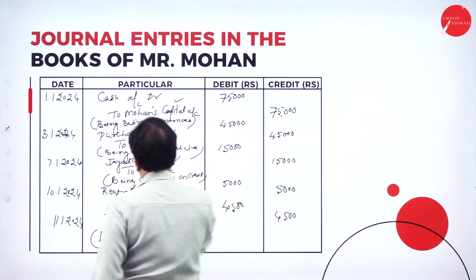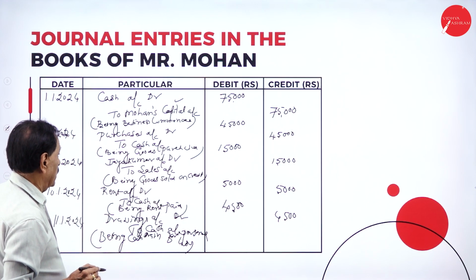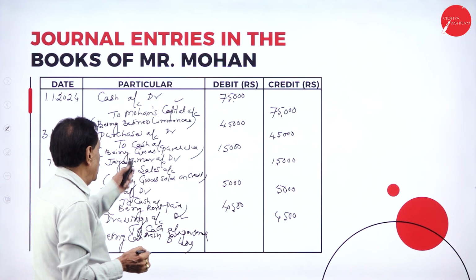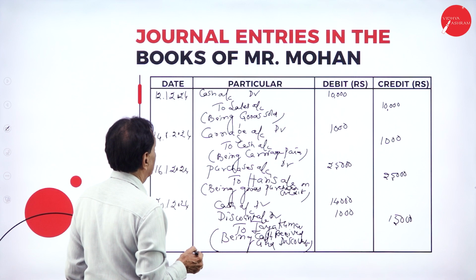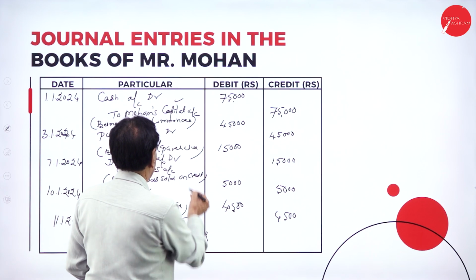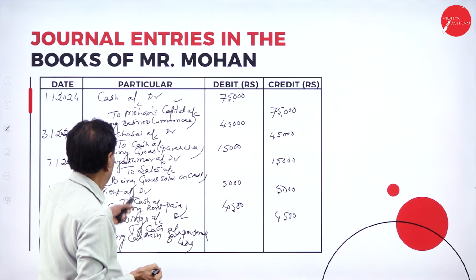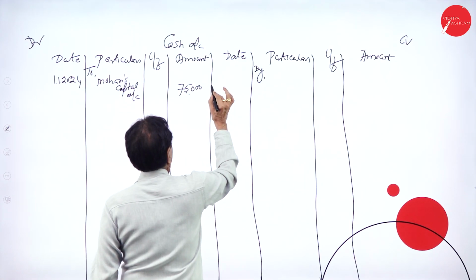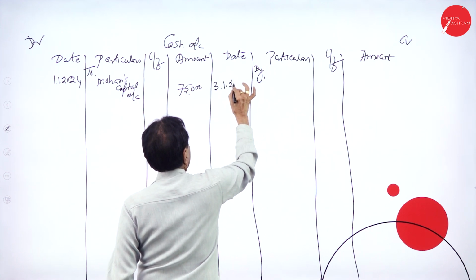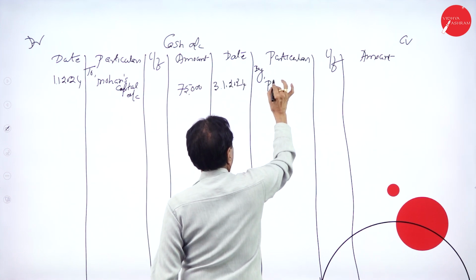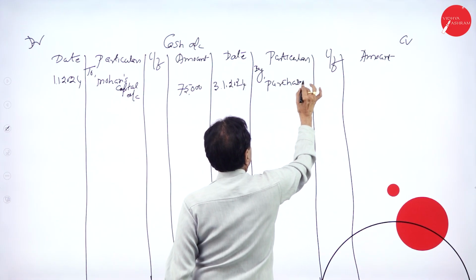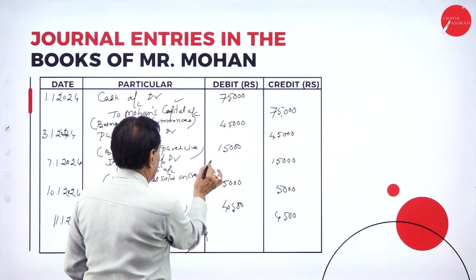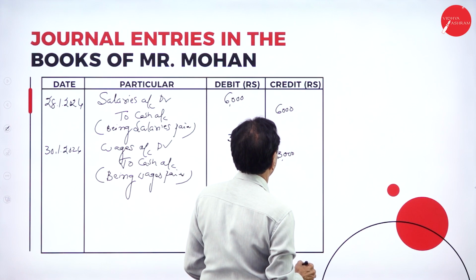So this is over, then purchase account debit to cash account. When you purchase goods or sell, cash is going out. So cash purchases amount 45,000. 3/1/2024, by purchases. Cash is going out. How much cash is going out? Purchases, 45,000.